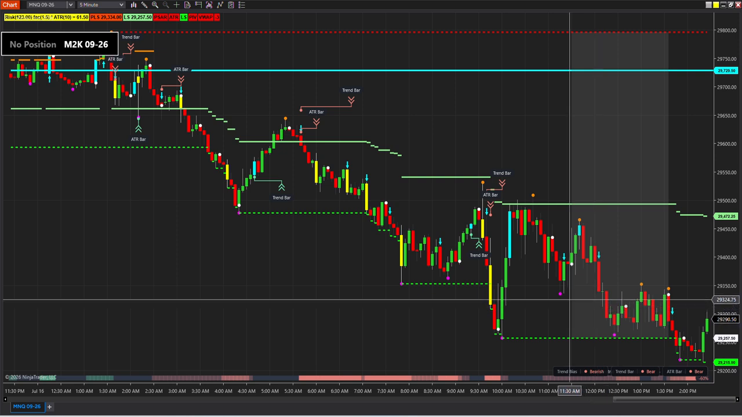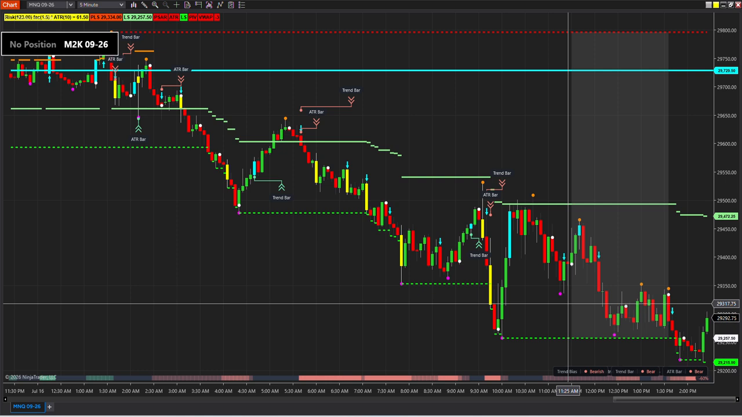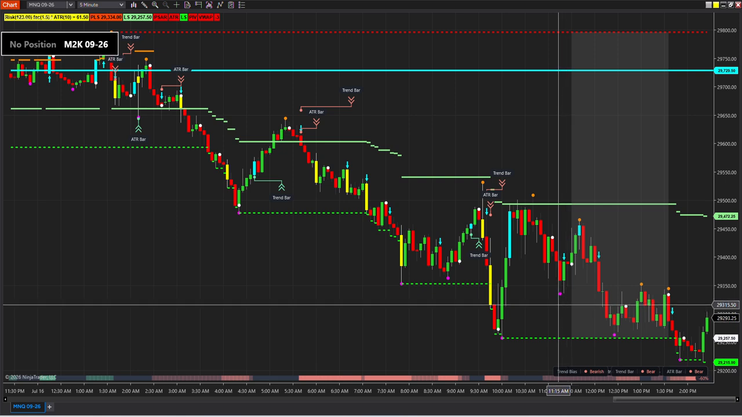Take one look at this chart. Do you think you would have made more money shorting this market or longing this market? And this is the easiest way that I filter out, number one, what direction I should be trading and what market I should be trading.